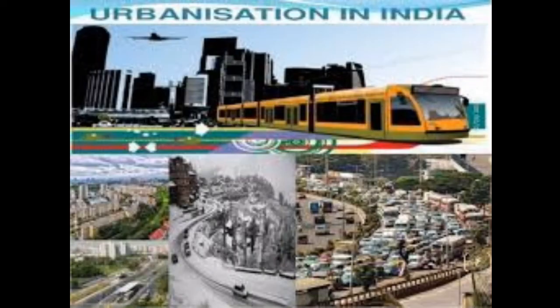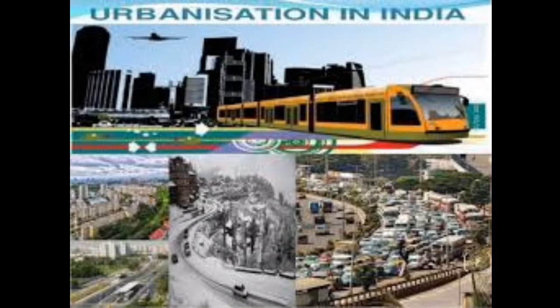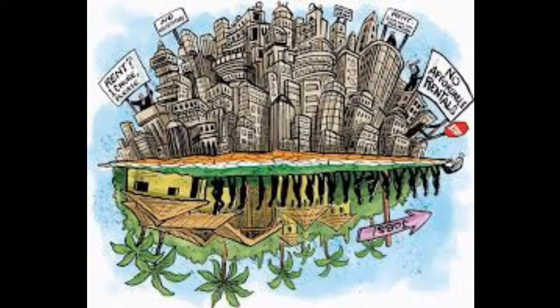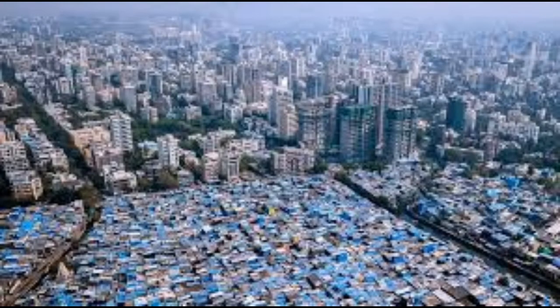It's very important, 5 mark questions. Note it down. The major problems of urbanization in India. It creates urban sprawl. It makes overcrowding in urban centers. It leads to shortage of houses in urban areas.